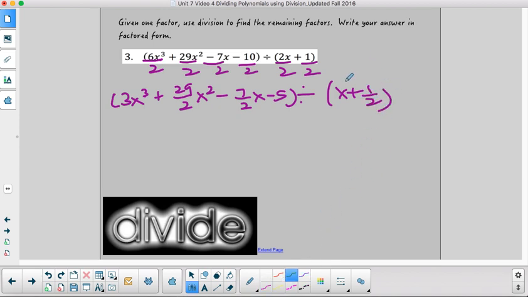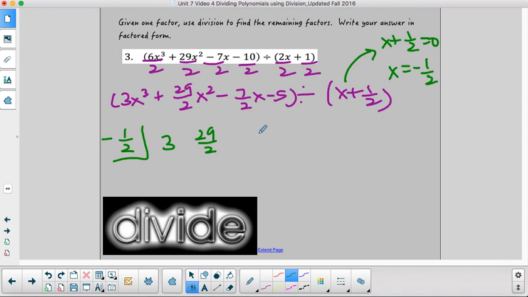I'm going to go ahead, take this and set it equal to 0. And so I have x is equal to negative 1/2. So I put negative 1/2, 3, 29 over 2, negative 7 over 2, negative 5. Bring down the 3. So if you do not feel comfortable, this is where you take out your calculator. Negative 1/2 times 3. Then you can go math frac like yesterday, but this is negative 3 over 2. 29 minus 3 will give me 26 over 2. So we'd have 26 over 2, which is 13.